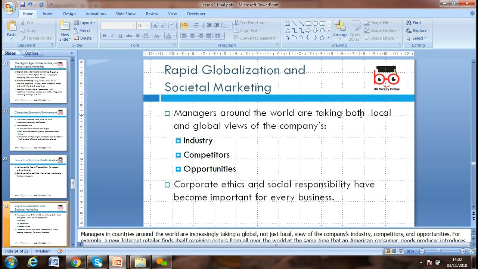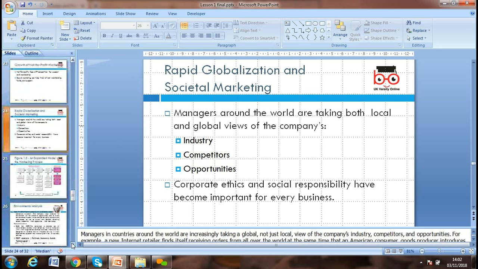Rapid globalization: things are not staying in one country. Globalization means being in many countries. So if we do not respect local religion and local beliefs, that can be a problem. Managers around the world are taking both local and global views of the company, industry, competitors, and opportunity. Corporate ethics and social responsibility are becoming important for every business. So we always need to focus on these, as corporate social responsibility is quite important for a corporation.